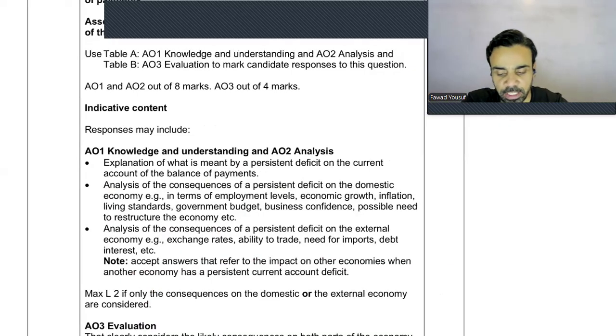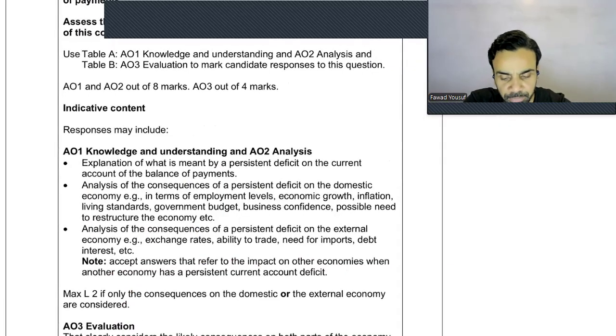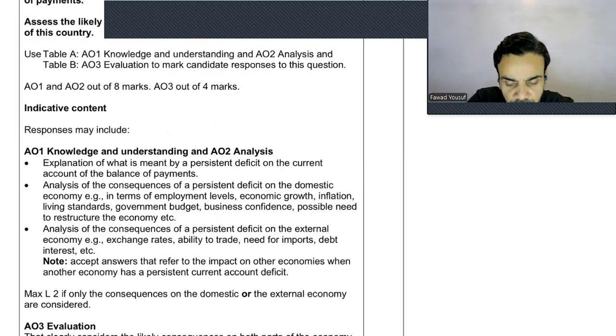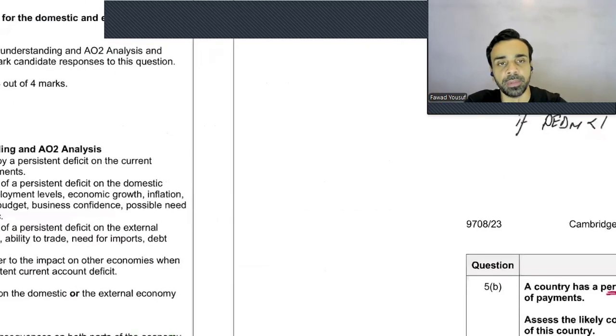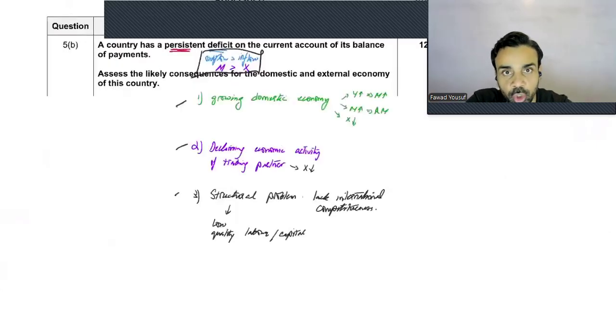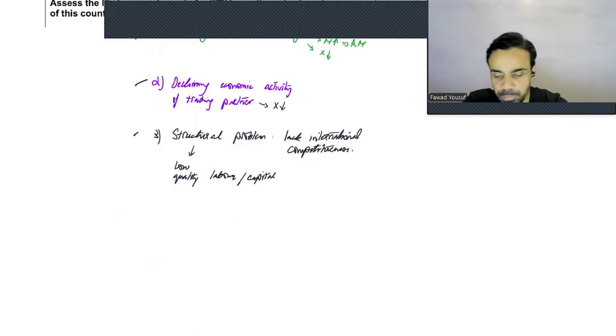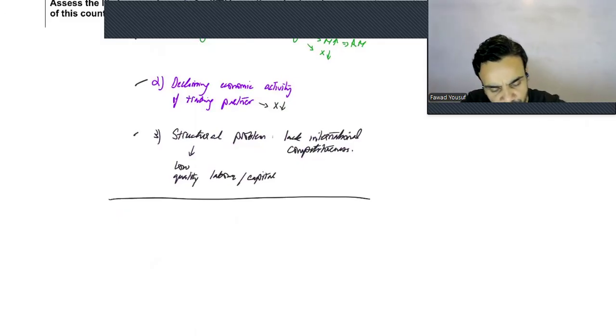By the way, one thing is for sure, that they want clarity that right now I'm explaining the domestic impact, and now I'm explaining the external impact. That clarity is required in our answer. So a persistent deficit is coming, we have a continuous deficit, so what should we write?